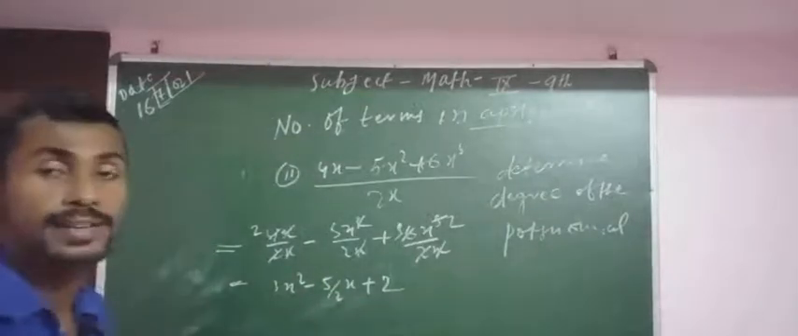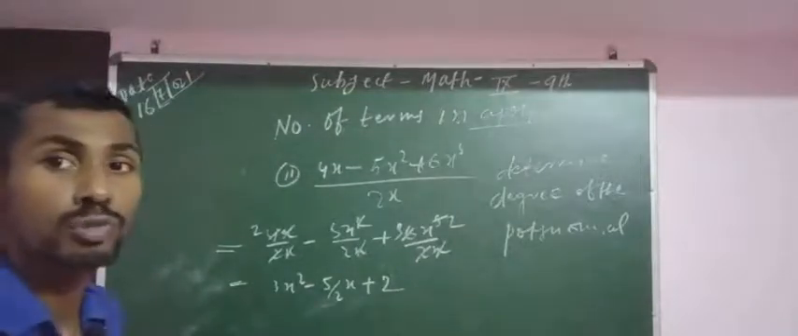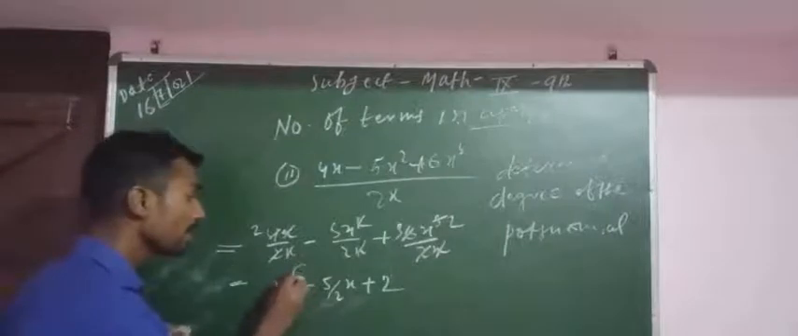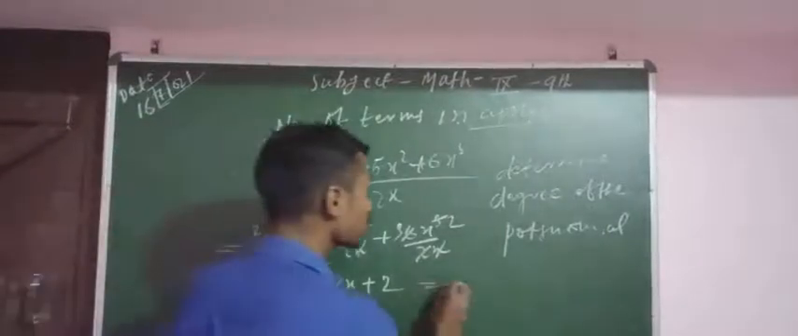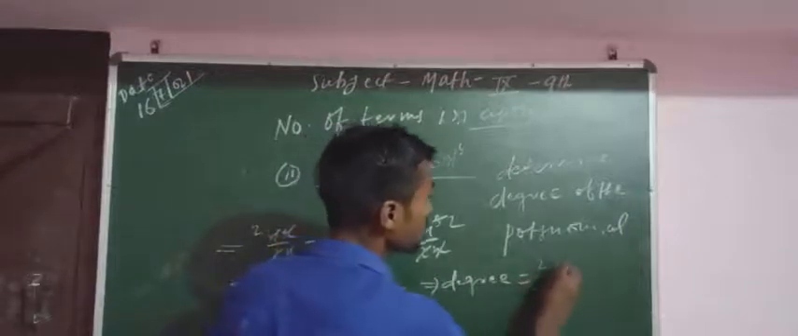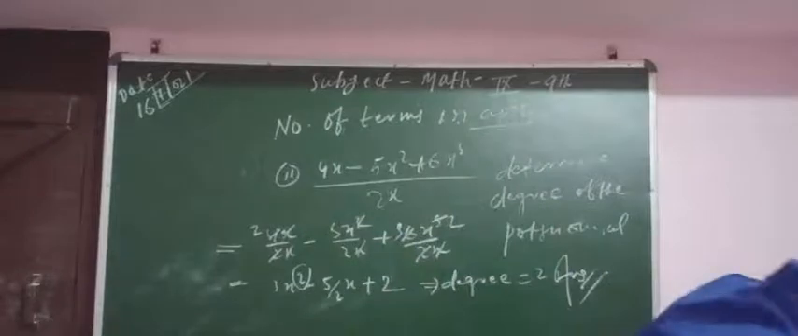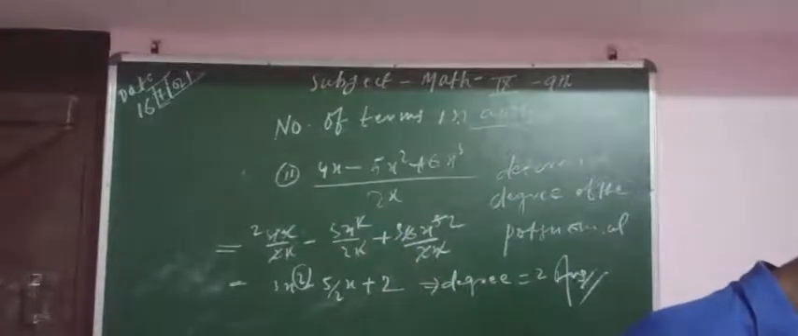What is the degree of this polynomial? The degree is 2, because the maximum power of the variable is 2. So degree equals 2 is the answer. First of all we solve these questions, and after that we decide the degree of the given polynomial.